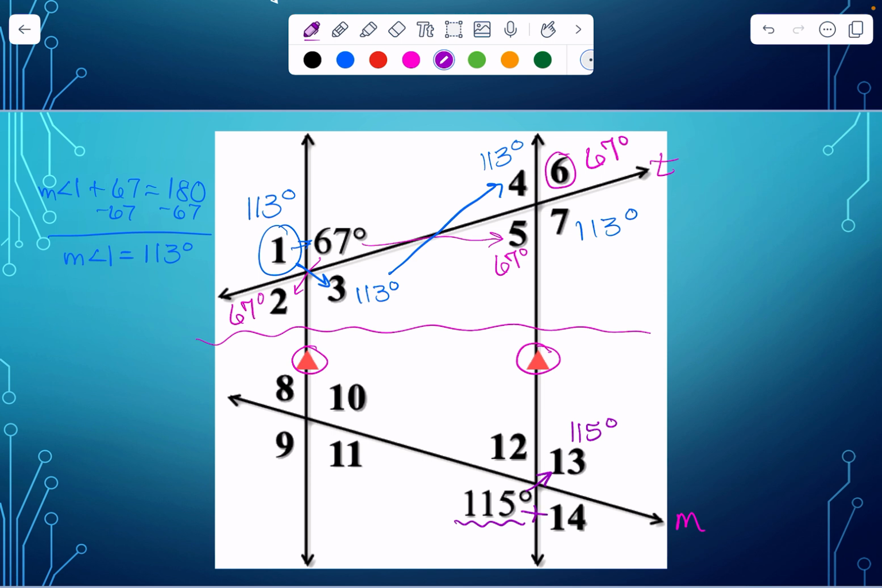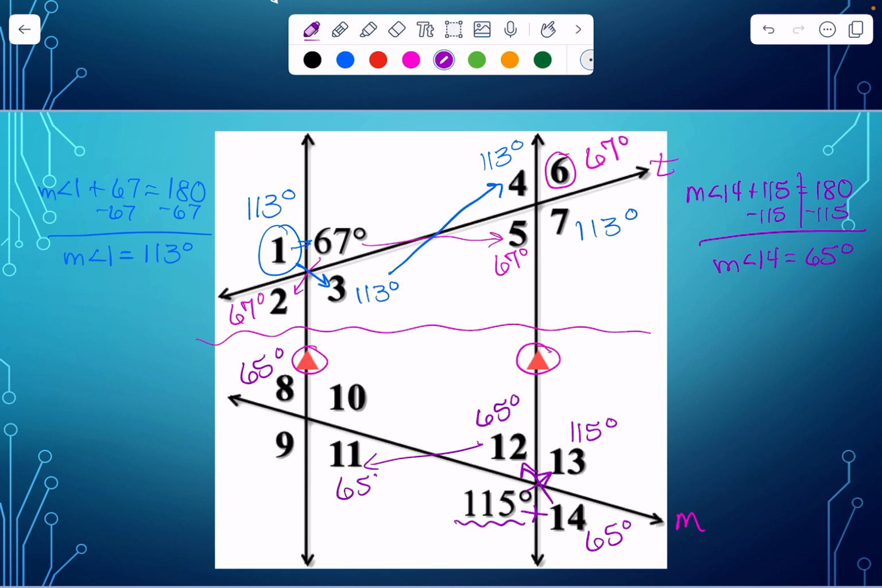I also know that the measure of angle 14 plus the 115 equals 180. So if I subtract my 115, then I know the measure of angle 14 is equal to 65 degrees because they have to be supplementary, since they make a linear pair. I also know angle 12 is 65 because it is vertical. 14 and 8 are alternate exteriors, so I know that one has to be 65. I know 12 and 11 are alternate interiors, so that also has to be 65 degrees.